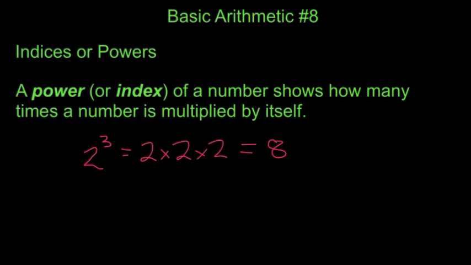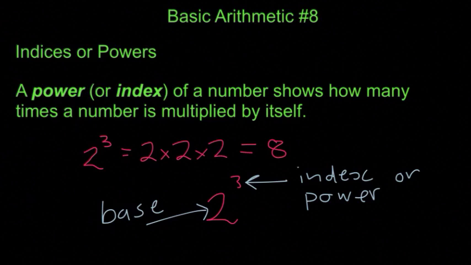Important things to be aware of with indices is that we have two elements that we'll be referring to. The large number at the bottom is called the base. The small number, which is called a superscript, is called the index or power. We need to be aware of these two elements as we work through the index laws.